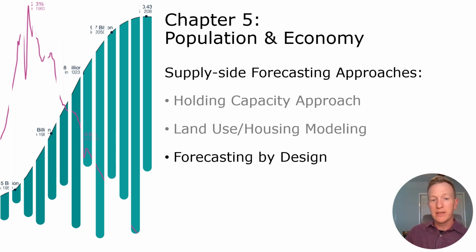And so the last piece after holding capacity and after land use housing modeling is forecasting by design. And that's where you're really focusing on a desired rate and location of development. So you might have a specific area left that's going to grow, and then you have set a desired rate. So this would take into account a jurisdiction's ability to provide the services needed for the population. This is actually before Pasadena updated its general plan in 1994. It had a growth management initiative, which said we're only going to allow this number of projects to be built in this city every year.